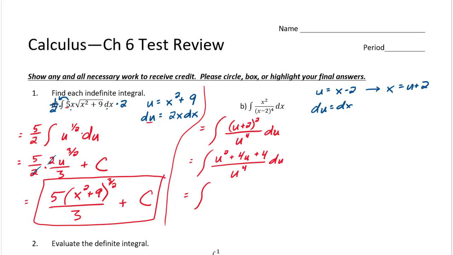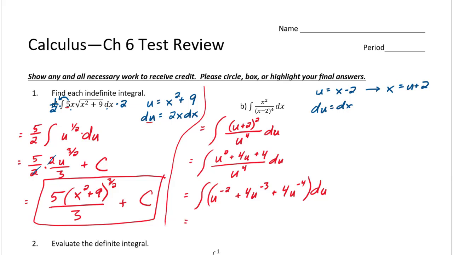So if I think about dividing each of these 3 terms in the numerator by that u to the 4th, the u squared will just turn into a u to the negative 2. The 4u is going to turn into a plus 4u to the negative 3. And then the last one, I could just rewrite that 4 being divided by u to the 4th as 4 times u to the negative 4. That way we can get this set up to where we can just do a couple of power rules that are hopefully relatively simple.